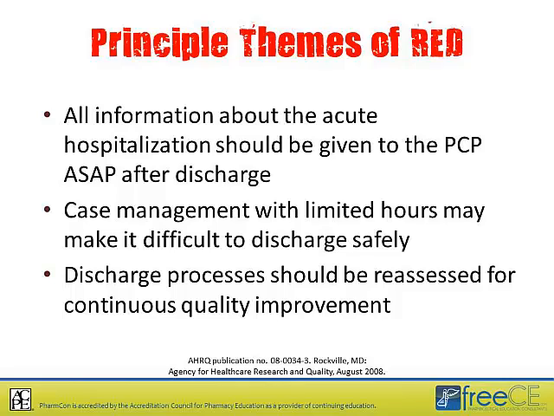A few more themes here. All information about the acute hospitalization should be given to the PCP as soon as possible after discharge. We've kind of already talked about that. One of the things that they found in their analysis of their discharge planning process is that they had case management who had limited hours, and case management plays a huge role in terms of coordinating discharges. So really they felt like they needed to expand the discharge hours associated with case management to make sure that there was a case manager present at all times to really facilitate a discharge that would happen safely. And then finally, I think every process really needs to be continuously reassessed to look for additional opportunities to make it better.